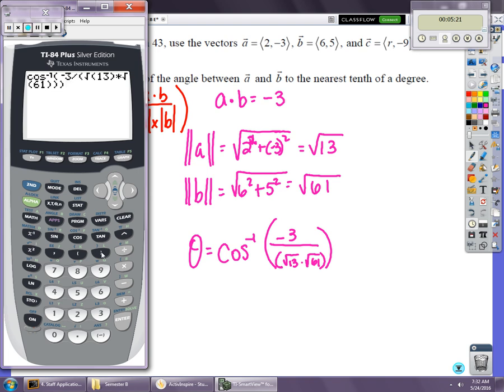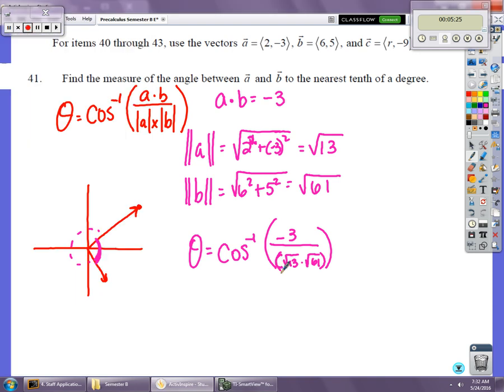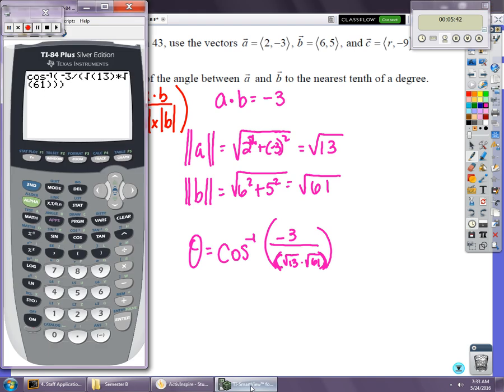So just be careful. Make sure that your whole denominator is in a big group, okay? If you leave this off, if you just write -3 divided by root 13 times root 61, it's just going to divide these two and then multiply by root 61. But we want to make sure that root 61 is in the denominator. So that's why the parentheses on this one can be a little bit tricky.